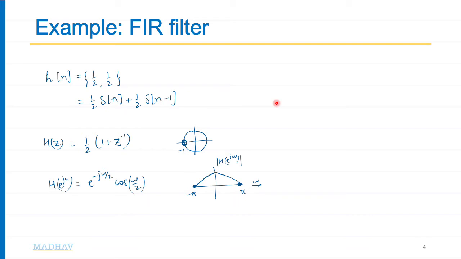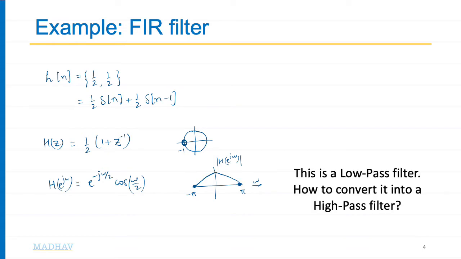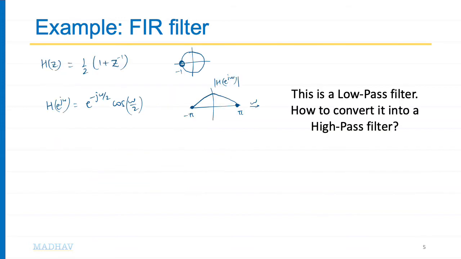And what kind of filter is this? It allows smaller frequencies. Ignore the negative part, just look at the positive frequencies from 0 to pi. It allows lower frequencies, and it suppresses the higher frequencies. Higher frequency means close to pi. So this is a low pass filter. The question is, how can I convert it into a high pass filter? I hope you can guess it very well.